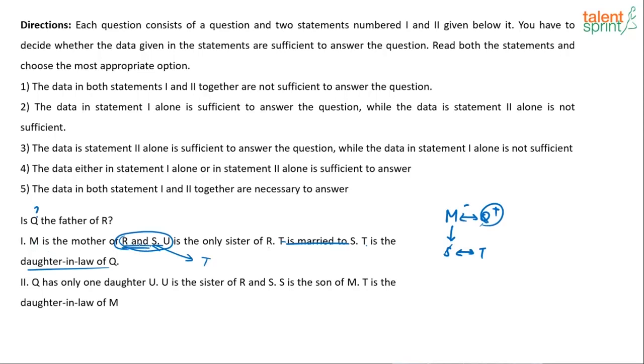Yes or no? M is the mother of R and S. Q is the father of S. So of course Q is the father of R as well. So is Q the father of R? Yes. Statement 1 alone is sufficient.